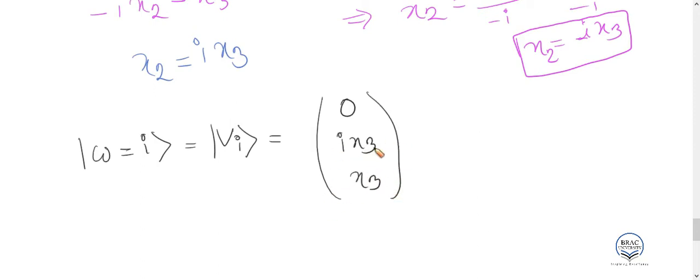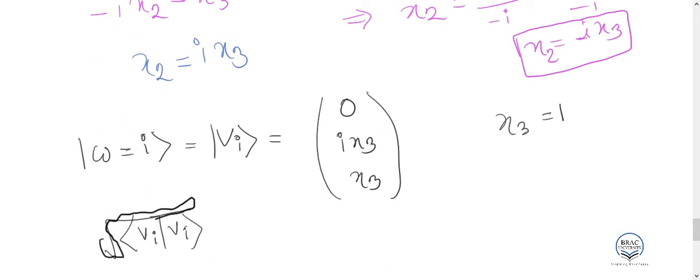Now the easiest way to normalize this is to just take x3 equals 1. You can take anything you want, or you can just leave x3 as it is. In fact, let's work with x3 as it is. So again, just compute the norm first. Okay, let's just compute the inner product first. Up to this point you are done, but now we are just normalizing this whole thing.